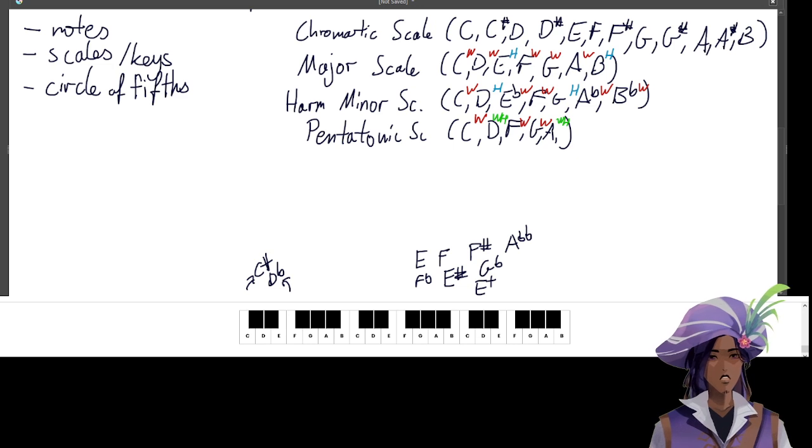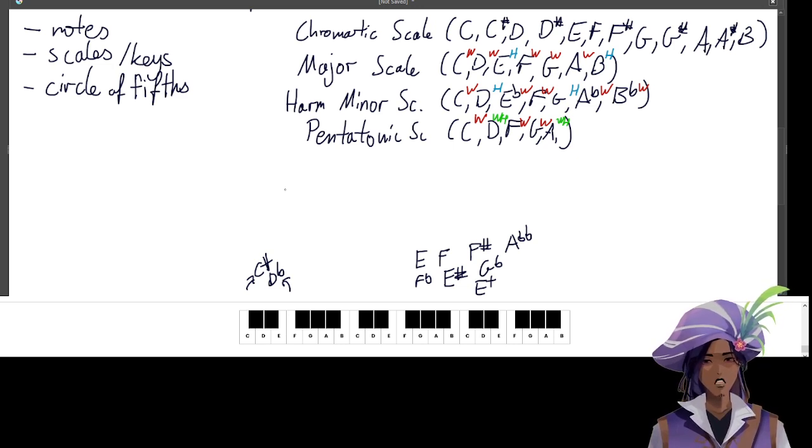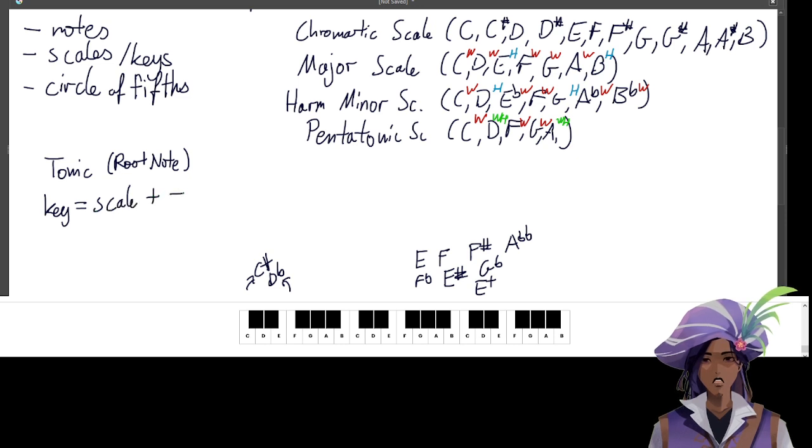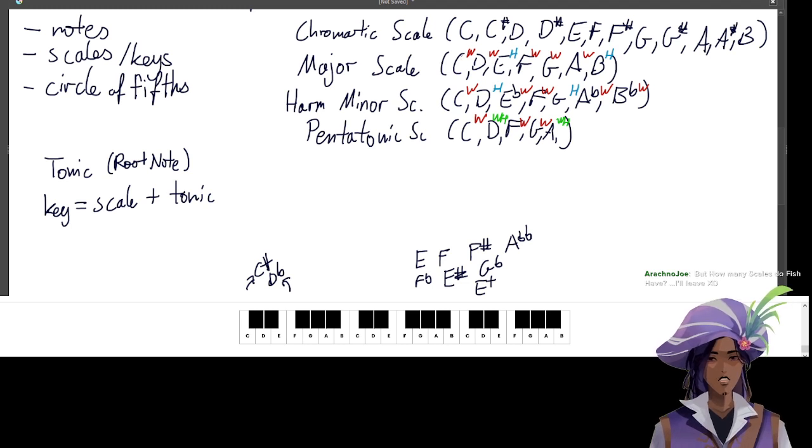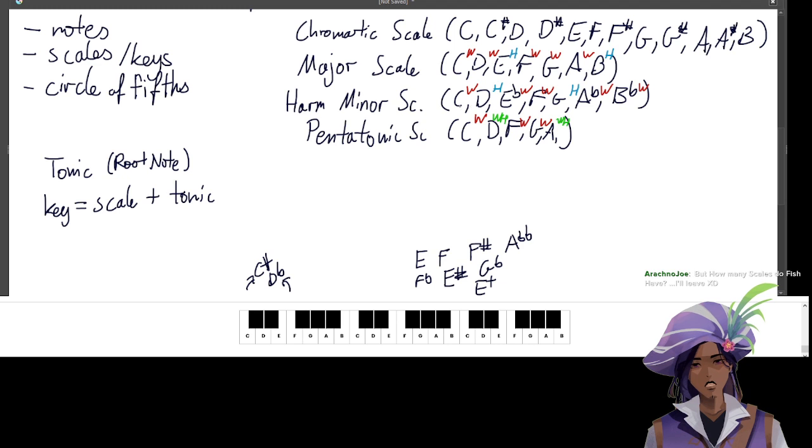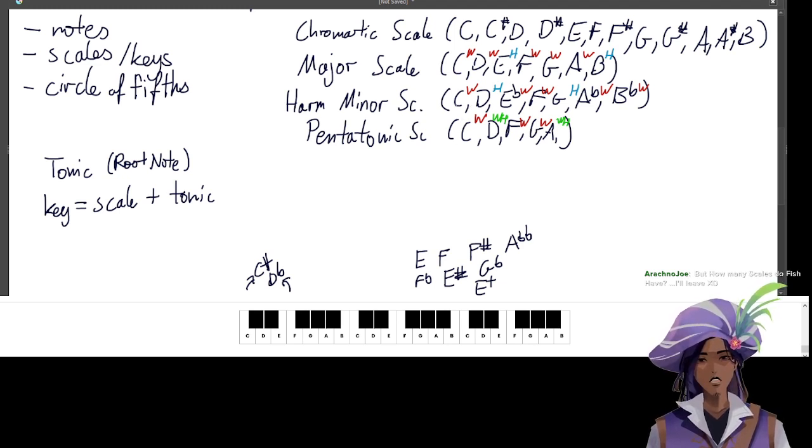Now the keys are tightly related to scales. Keys are essentially a scale with a certain starting note. Bass note, or the tonic. It's called the tonic, right? So tonic, in this case, is the root note. And a key is a scale plus a specific tonic. Scales can have as many scales as they want. Gotta dream big, right? So all of these up here are actually chromatic key of C, the major key of C, the harmonic minor key of C, the pentatonic key of C, because I started these on C, right?